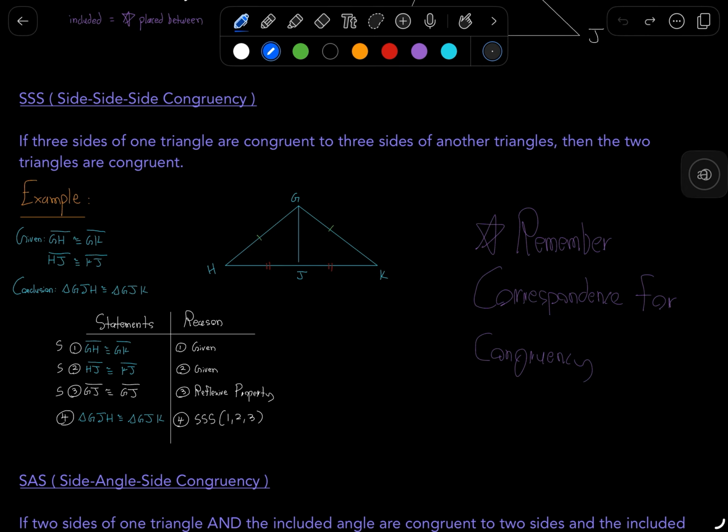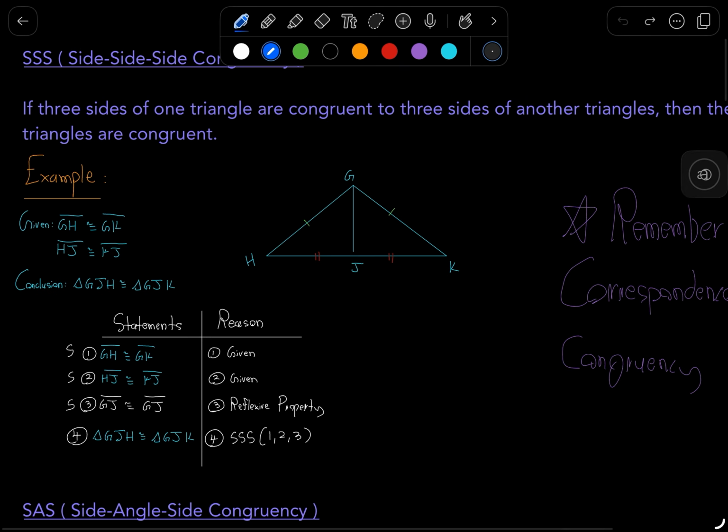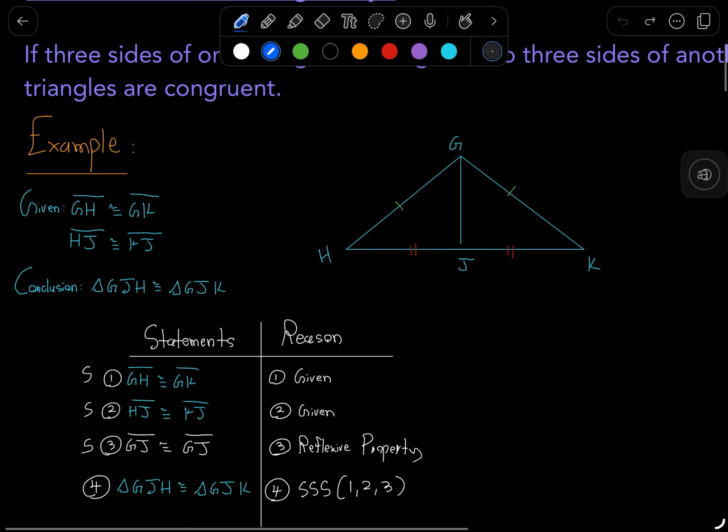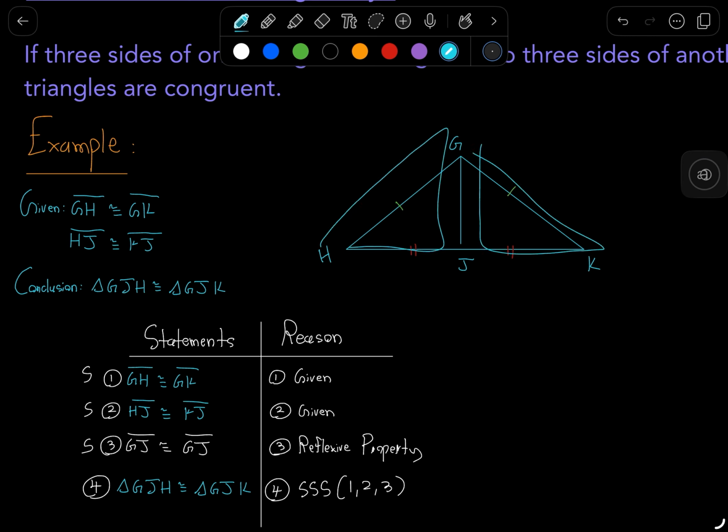So let's look at this example here. We're given GH is congruent to GK. I've labeled that on the diagram. Also, of course, we know HJ is congruent to JK. We're trying to prove that this triangle here is congruent to this triangle. How do we do that?